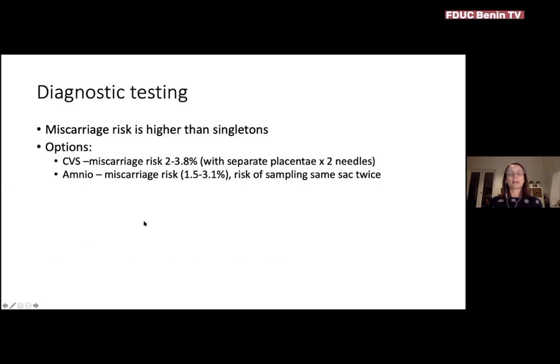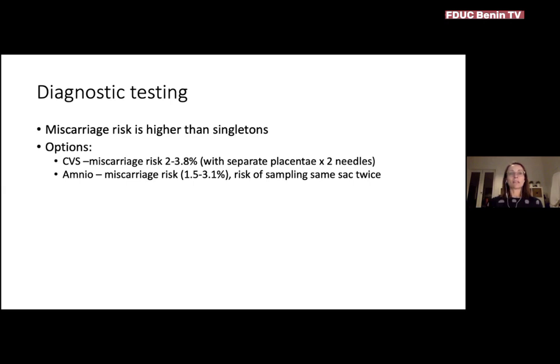So if a structural abnormality is identified, or if first trimester screening comes back as high risk for aneuploidy, then we would always offer and discuss diagnostic testing. It is more complicated than in singletons, partly because the miscarriage risk is known to be higher. With a CVS, the miscarriage risk is up to 2 to 3%, and particularly if you are sampling 2 separate placentas, which means inserting the needle twice, that increases the risk of miscarriage.